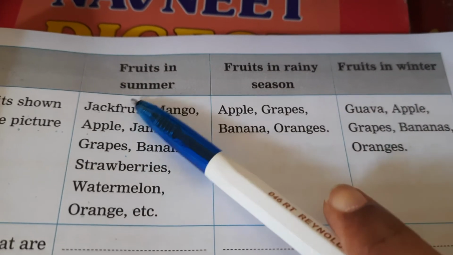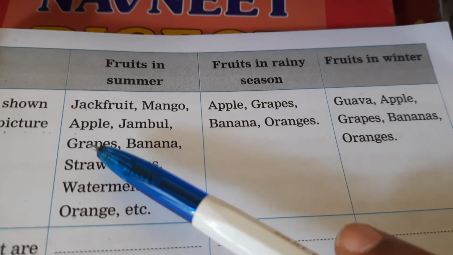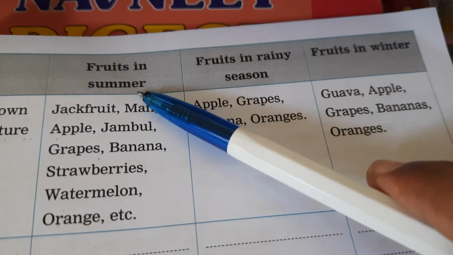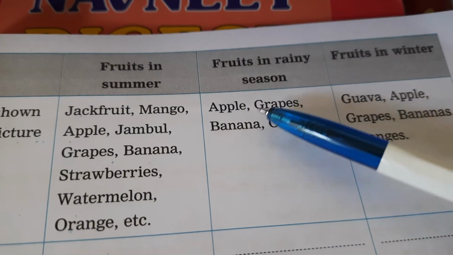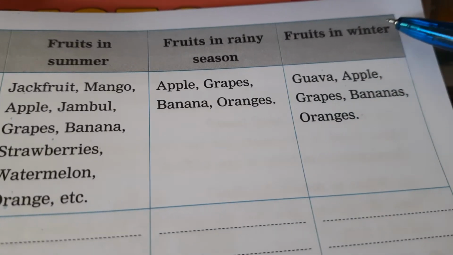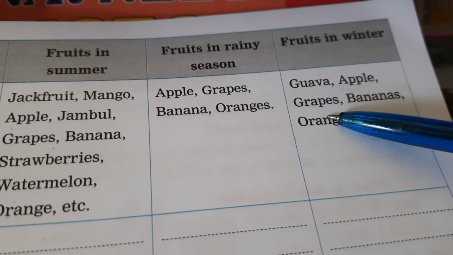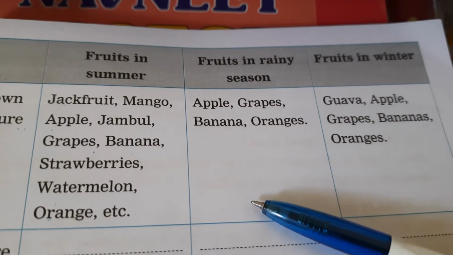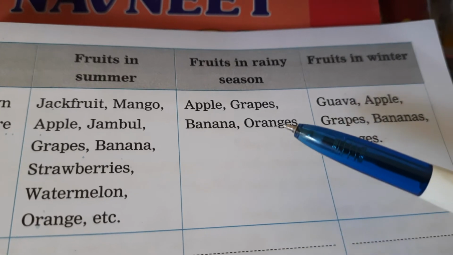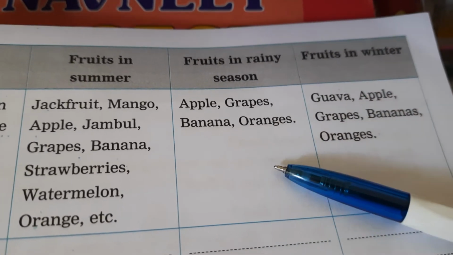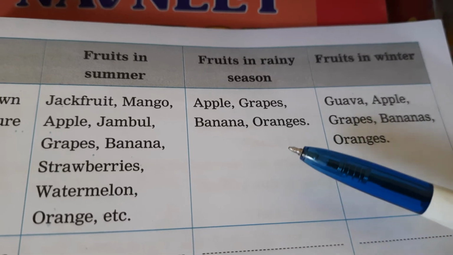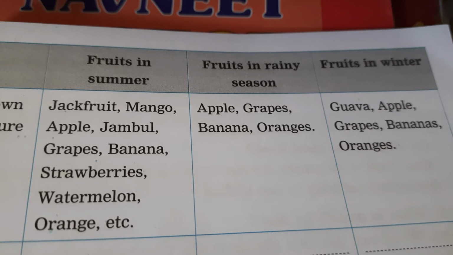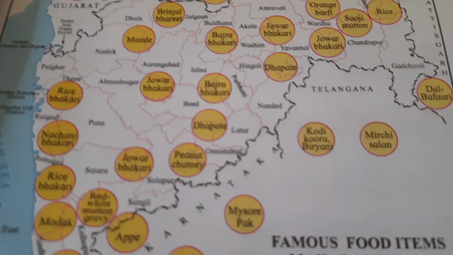So here you can see jackfruit, mango, apple, jambul, grapes, banana, strawberries, watermelon, oranges; this extra grows in the summer season, and in the rainy season apple, grapes, banana and oranges. Then fruits in the winter: guava, apple, grapes, bananas and oranges. But nowadays in all the seasons we get all the fruits. Do you know what's the reason? Because the things that are required for this are available easily throughout the year, पूरे साल में. इसकी वजह से हम लोगों को ये सारी चीज़ें अभी भी अवेलेबल होती है all around the year.